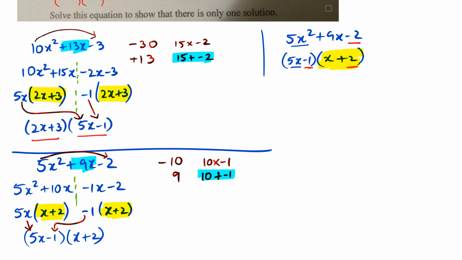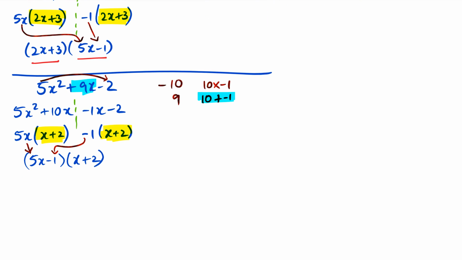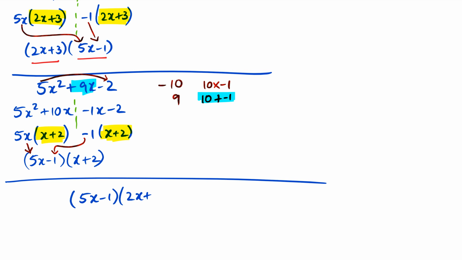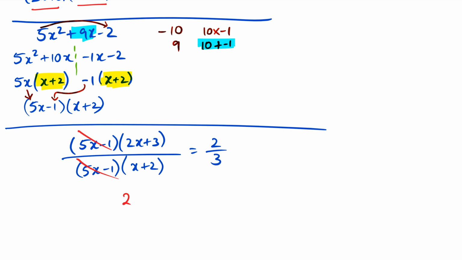So all I've done is factorize the numerator and denominator, and all of that is equal to 2/3. Going back to my original question, in the numerator I put 5x minus 1 multiplied by 2x plus 3, and in the denominator I put 5x minus 1 multiplied by x plus 2, and this is equal to 2 over 3. At this point, I can cancel out the common factors, and I'm left with 2x plus 3 over x plus 2 equals 2 over 3.